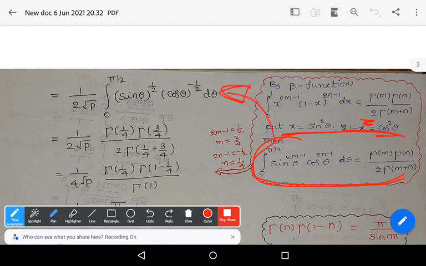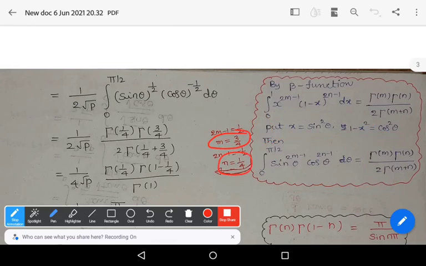Let us compare our integral. What is 2m minus 1? You get 1 by 2. What is 2n minus 1? You get minus 1 by 2. So 2m minus 1 is equal to 1 by 2, and 2n minus 1 is equal to minus 1 by 2. In both cases, m is equal to 3 by 4 and n is equal to 1 by 4.